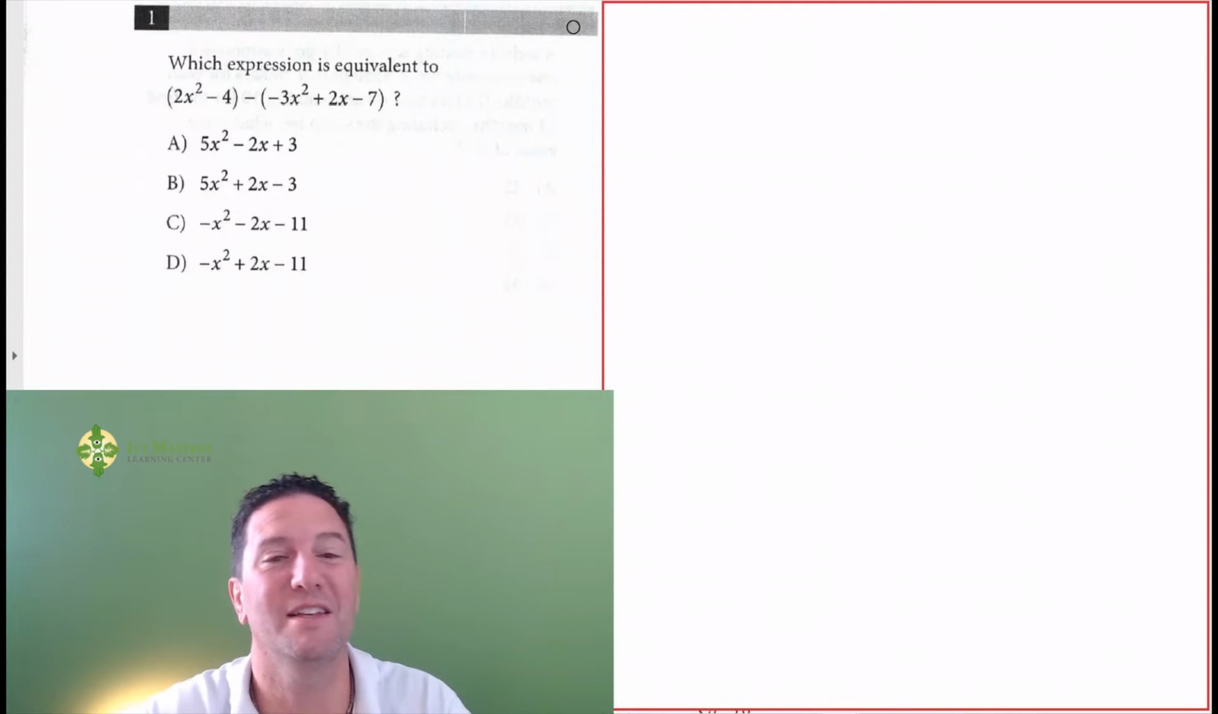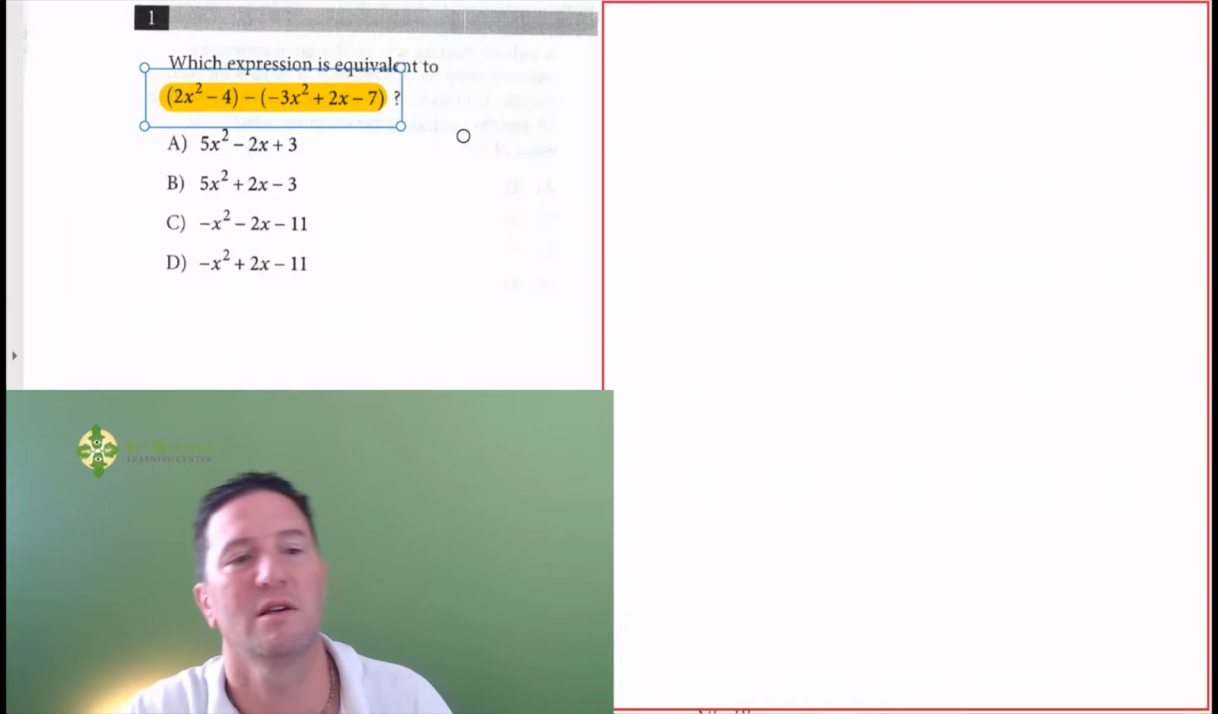And today we're going to look at Test 6, Section 4, Number 1, which reads, which expression is equivalent to 2x squared minus 4 minus that?